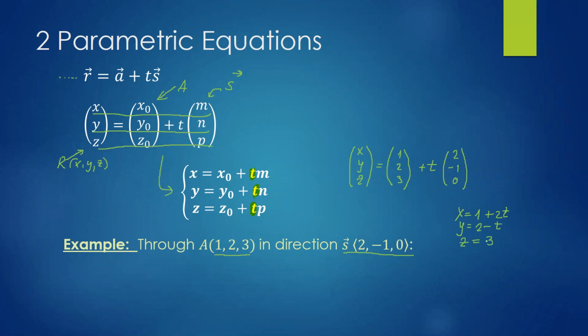This means, in principle, that this particular line would be parallel to the xy plane, because the z coordinate is the same for all points of this line. So it's parallel to the XY plane.